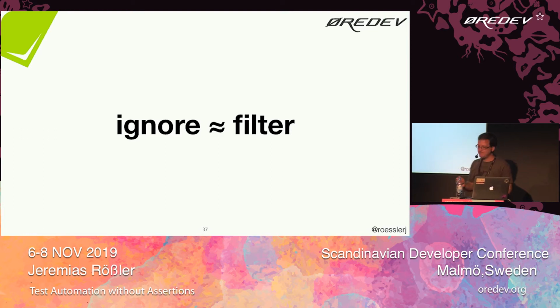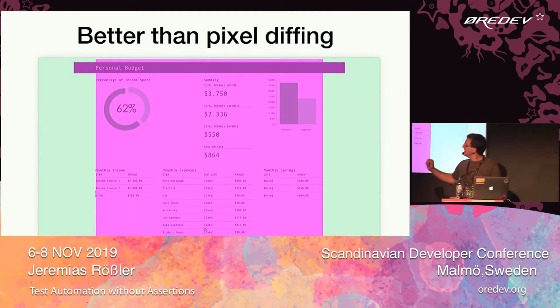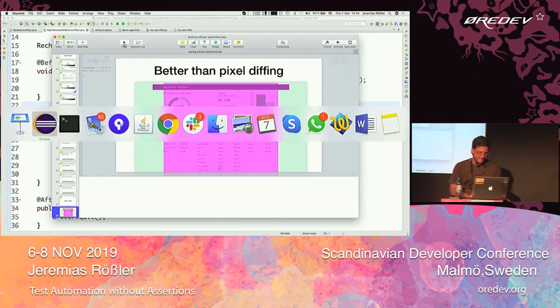So for us, an ignore is also a filter, so you can even apply that dynamically. And this is something that I want to show, actually.